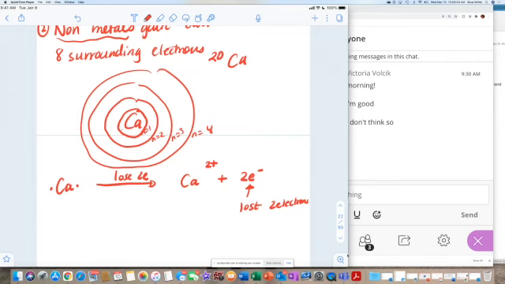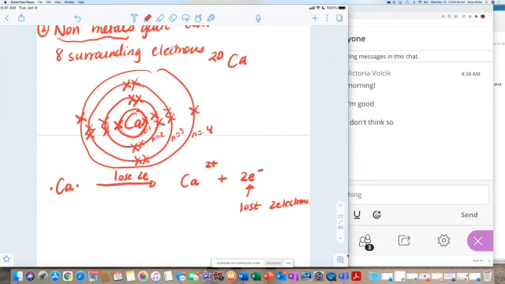So, the first 2 are on energy level 1. The next 8 are on energy level 2: up, left, down, 2, down, right. Okay, so I've got 4, 5, 6, 7, 8. Now I have placed 10 electrons. I do the same thing for the next energy level. Up, left, bottom, right. That's 4, 5, 6, 7, 8. So now I've placed how many? 18 electrons. That leaves the remaining 2.